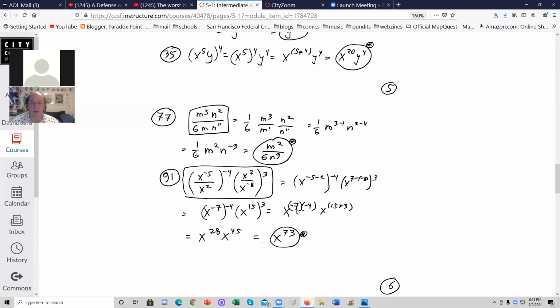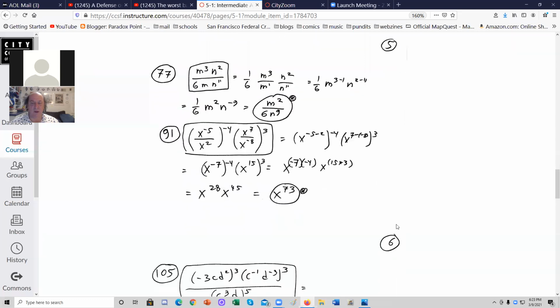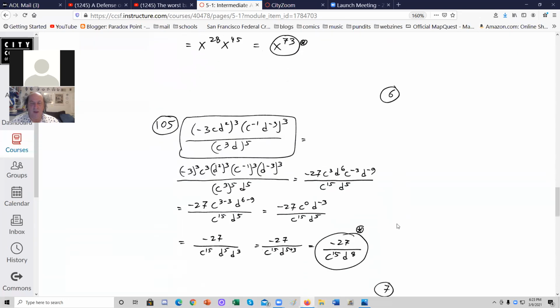Multiply the powers: negative 7 times negative 4 here, 15 times 3 here. This is x to the 28th times x to the 45th. And then we add the powers. 28 plus 45 is 73. So x to the power 73. Here, okay, this is just a lot of mess.